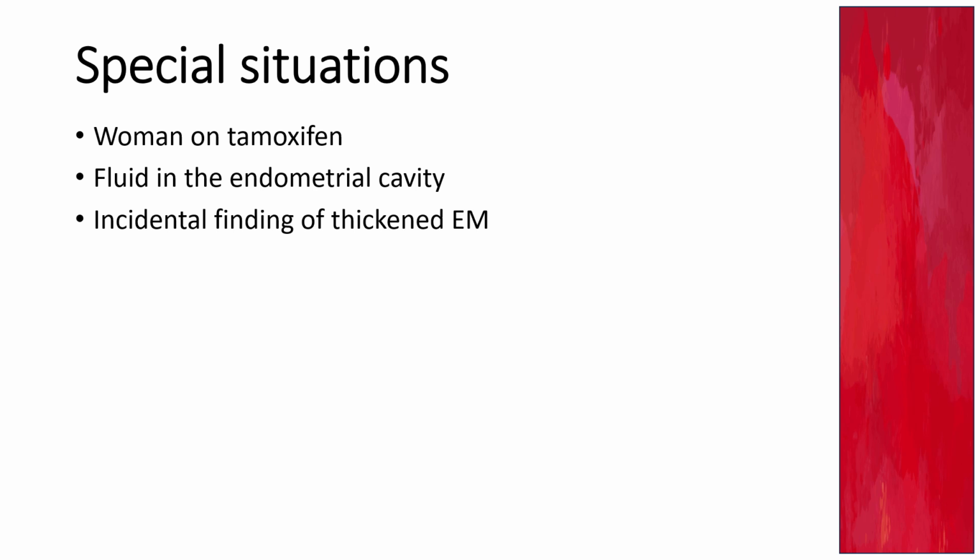Another important situation we may come across is an incidental finding of a thickened endometrium. The woman may not have a history of postmenopausal bleeding. She might have been evaluated for other causes like abdominal pain, and a scan was taken and you come across a thickened endometrium. In such a situation, when there is no postmenopausal bleeding and it is an incidental finding, an endometrium of more than 10 mm should be further evaluated with a biopsy. If it is less than 10 mm, she can be followed up.